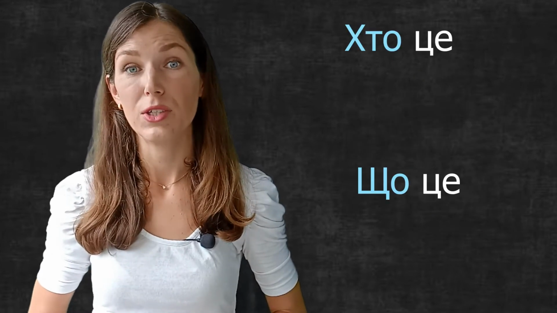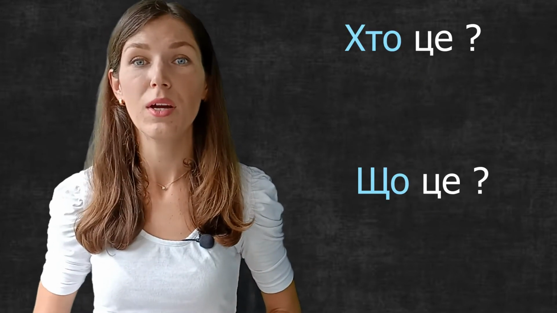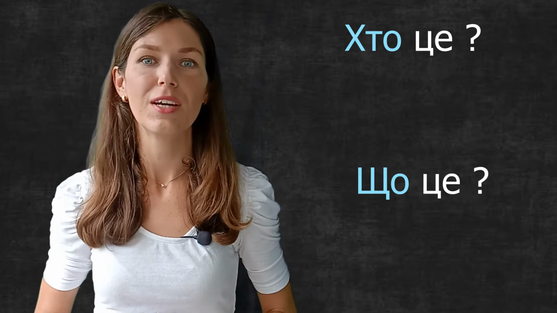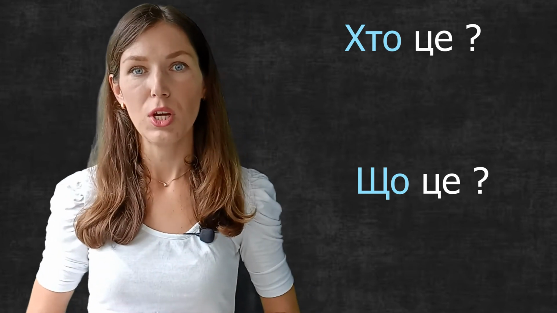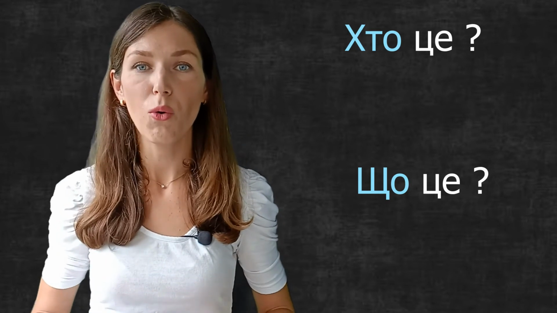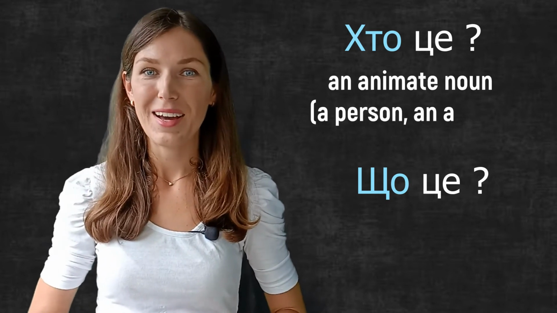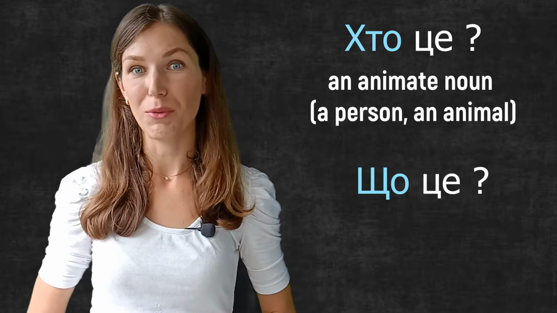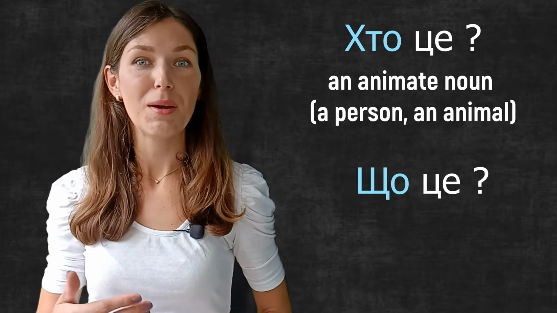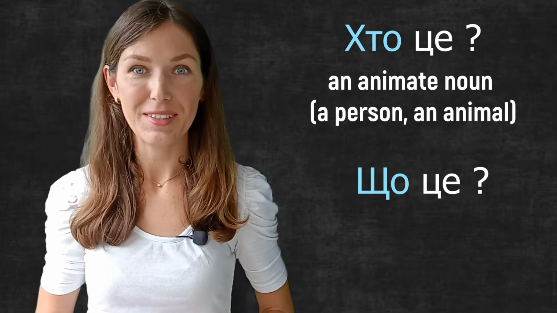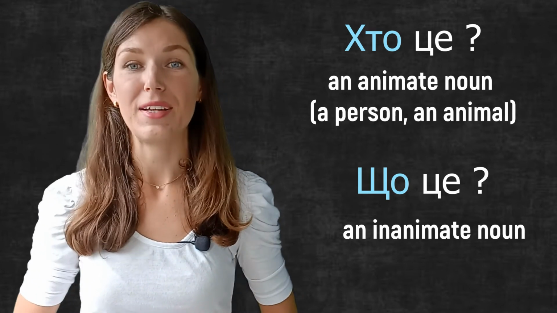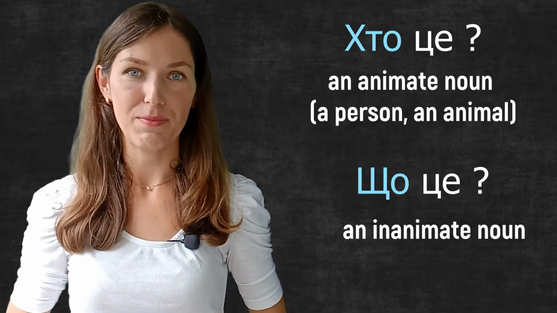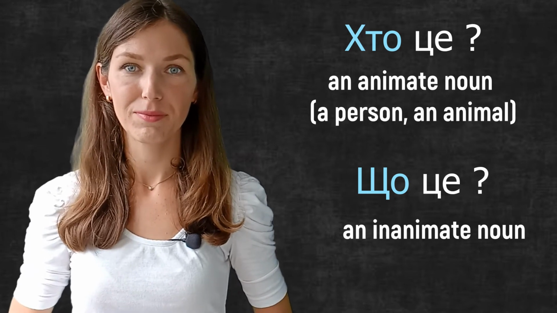There are 2 questions, хто and що, which mean in English who and what. But in the Ukrainian language, we ask the question хто for animate nouns, for example, for animals, people, and other living things. And що for the rest, inanimate.